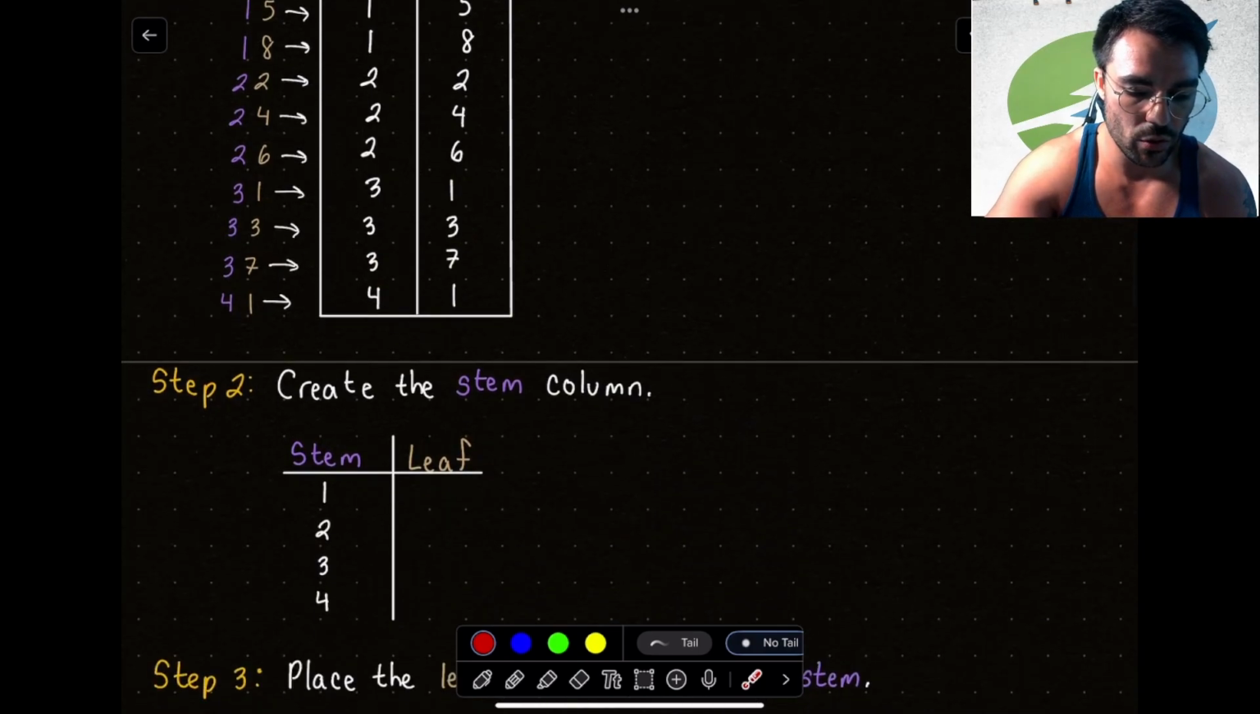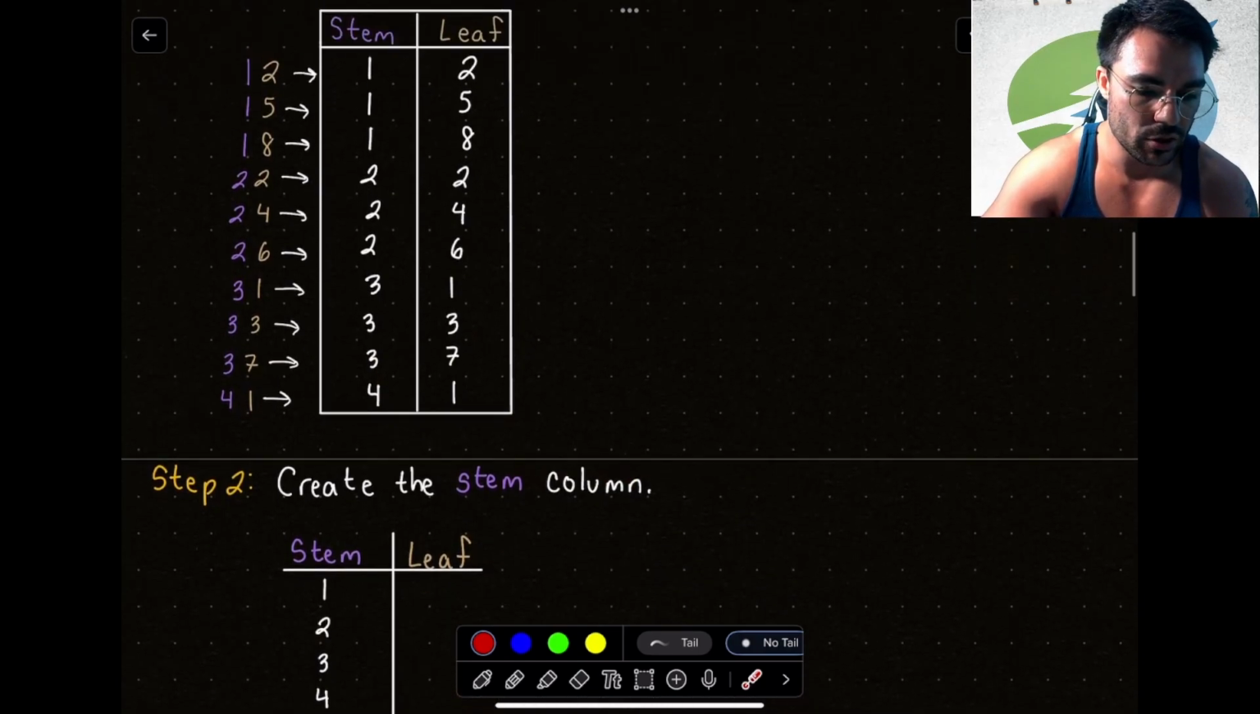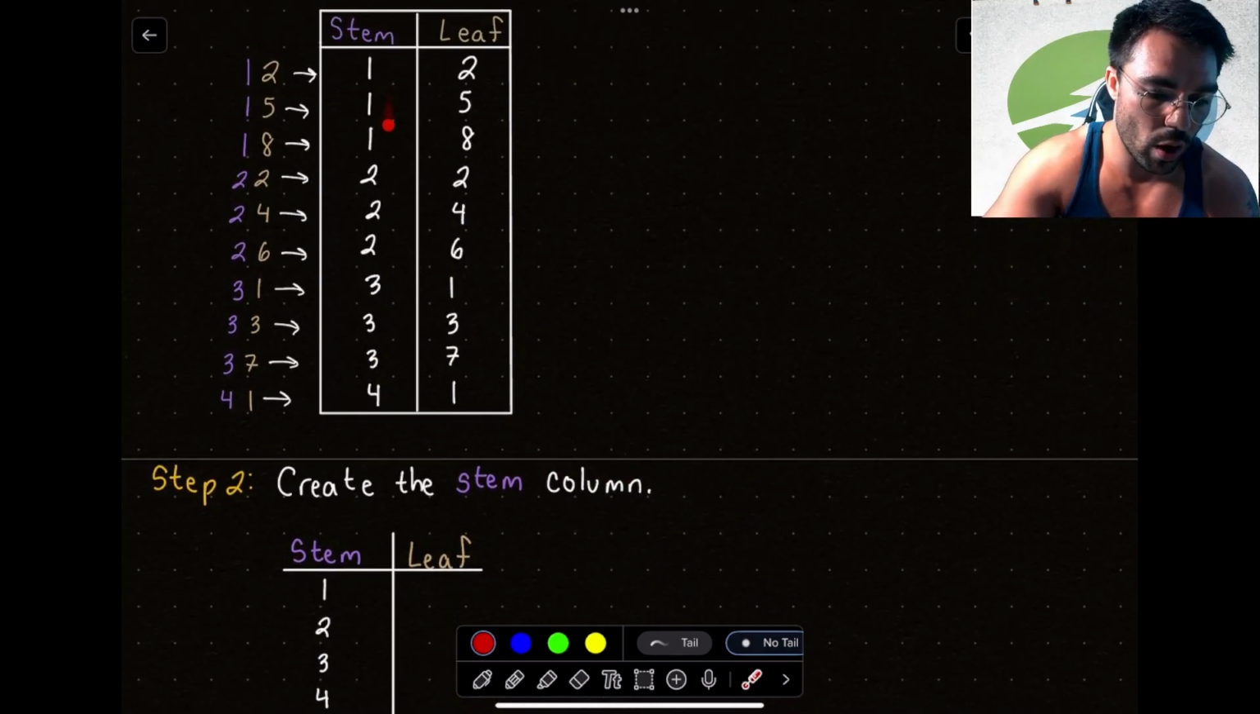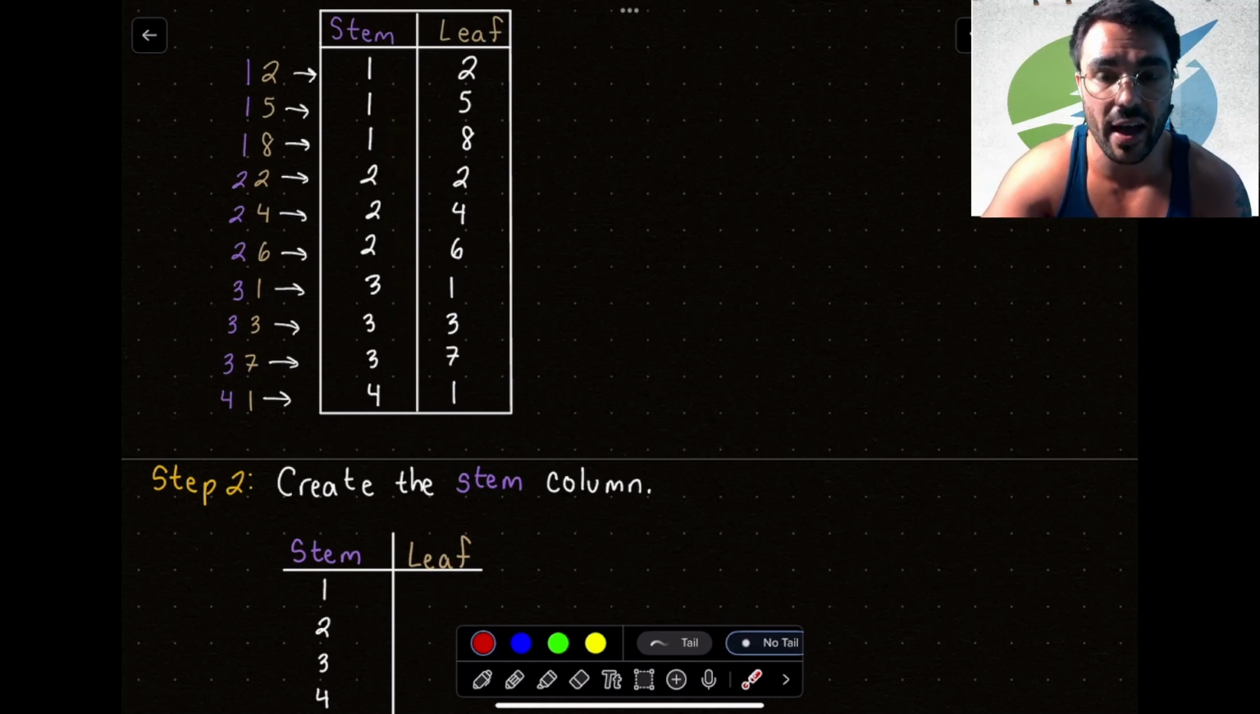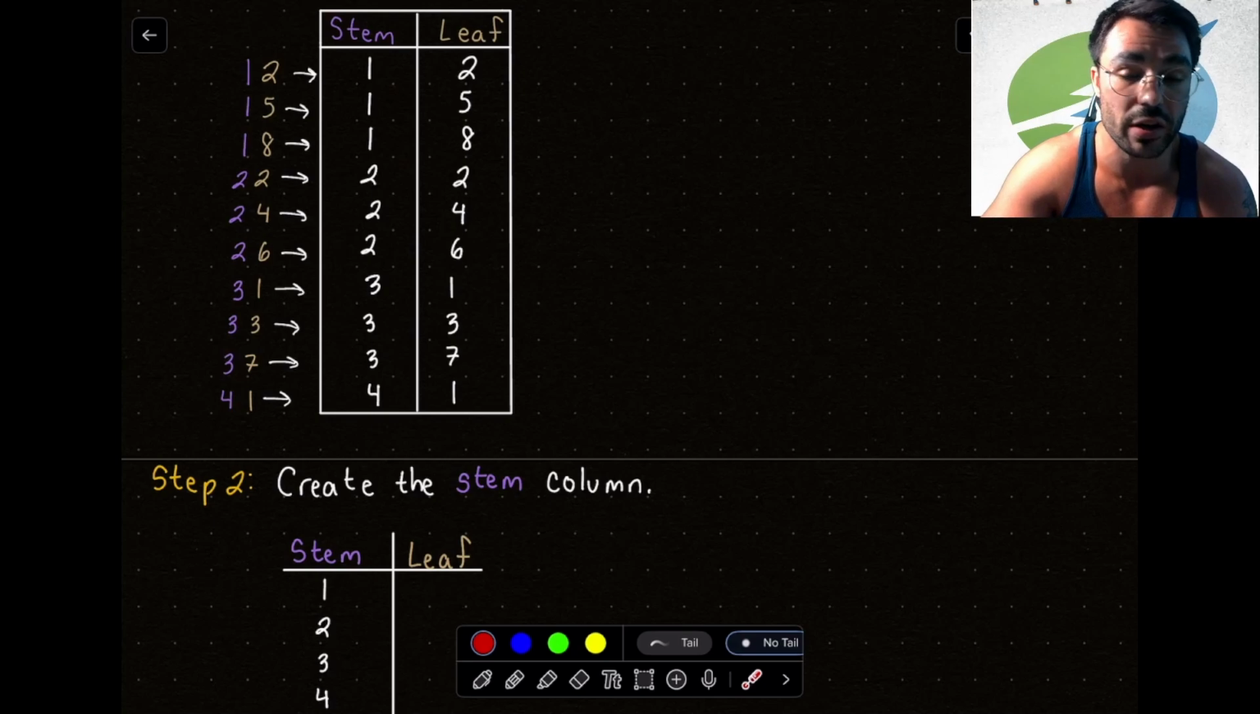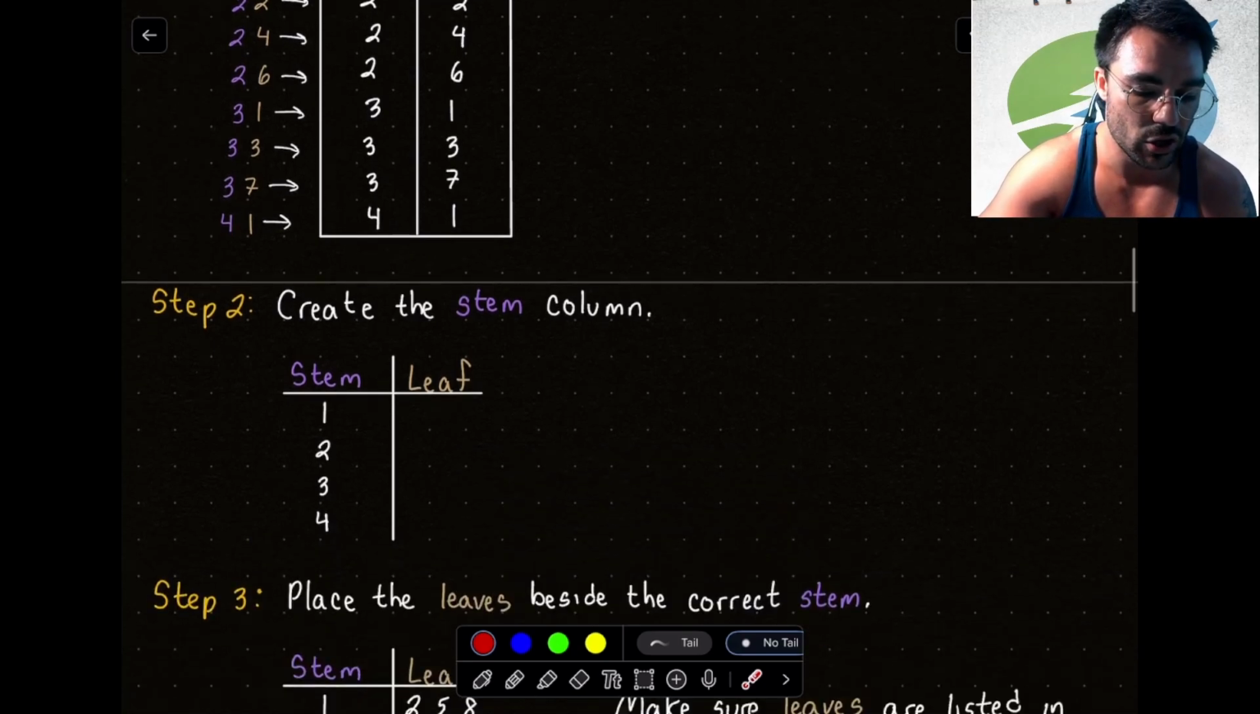And step 2, we create the stem column. So our tens places are 1, 2, 3, and 4. We don't write it every time we see it. We just write it down once for each time we see it. So we have simply 1, 2, 3, 4.